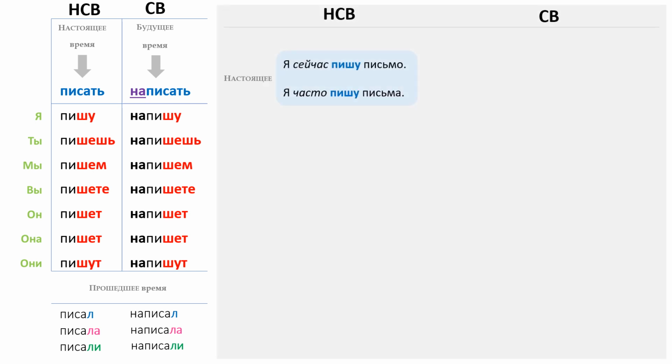Настоящее время, present tense. NSV form пишу, I write or I'm writing. Я сейчас пишу письмо. I am writing a letter now. We see a process in present. Я часто пишу письма. I often write letters. Action that is repeated over time. Now, let's see the SV form. Я напишу. I will write. Remember, SV forms never talk about present. Conjugated SV forms talk about future.